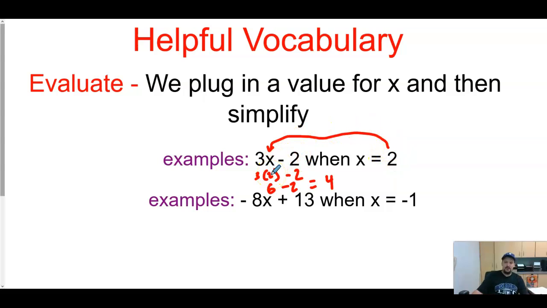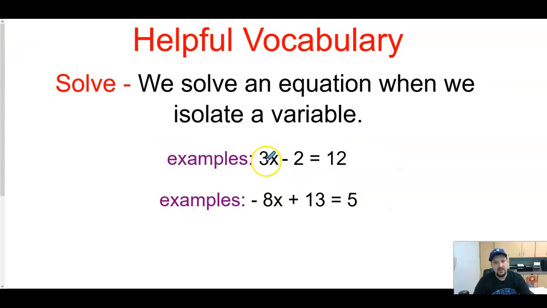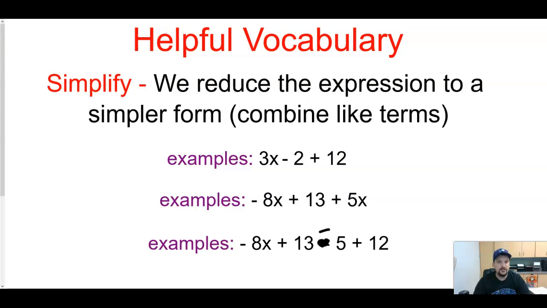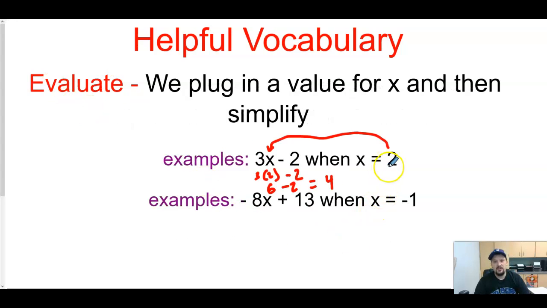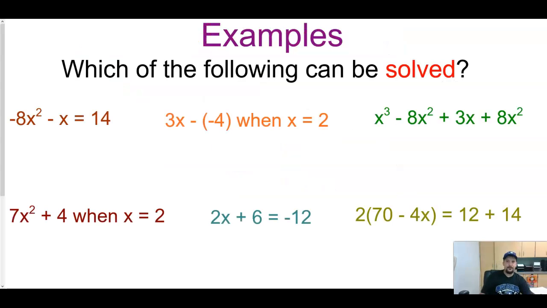That's when we're evaluating. So once again, when you're asked to solve something, that means you're isolating the x. You're going to say x equals something. When you're simplifying, you're just combining like terms, trying to get it into a simpler form. Evaluating means you're going to be plugging something into the expression. Okay? So let's look at some examples.